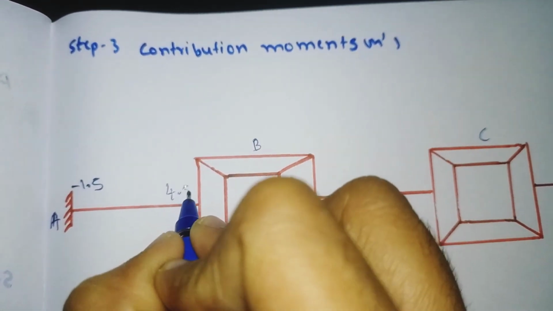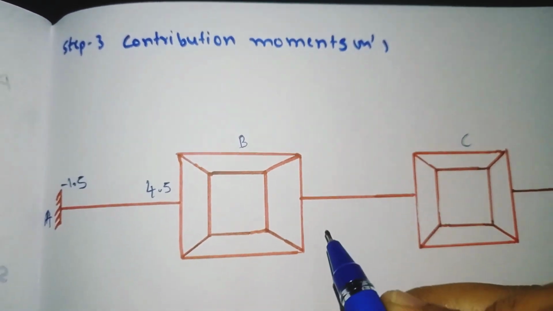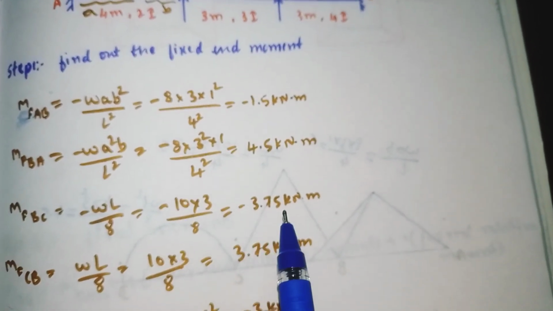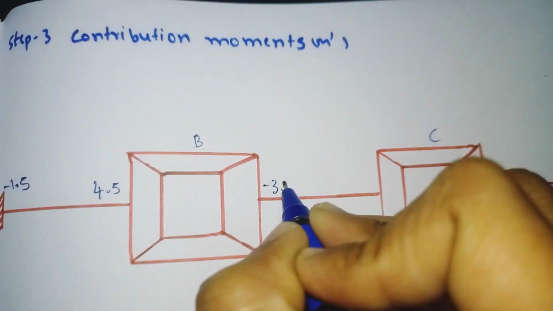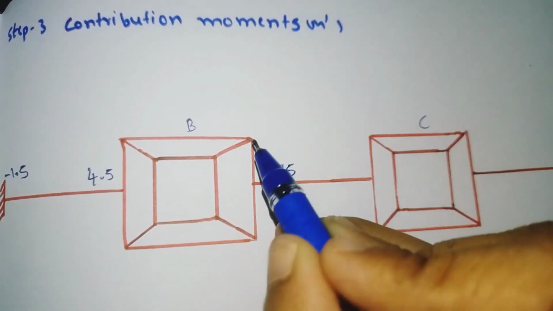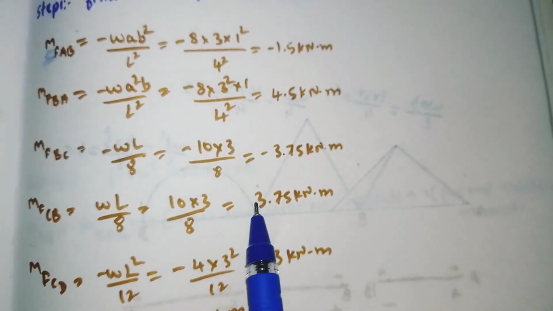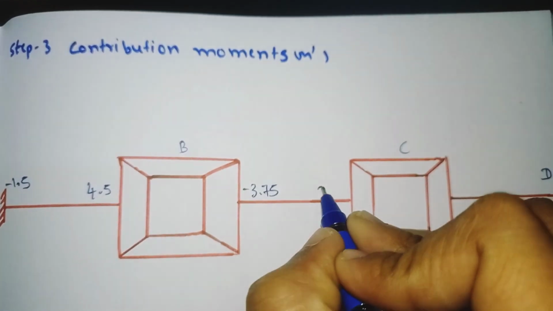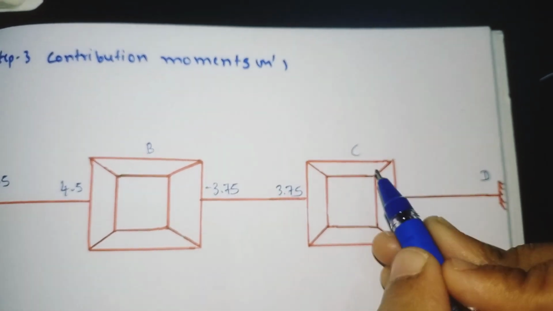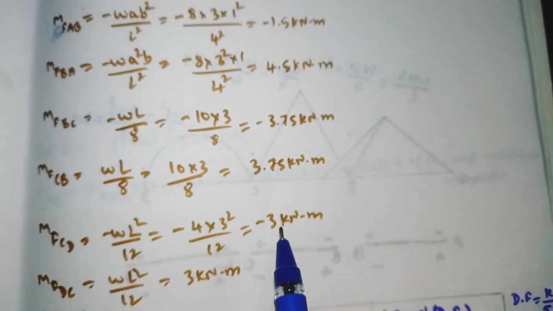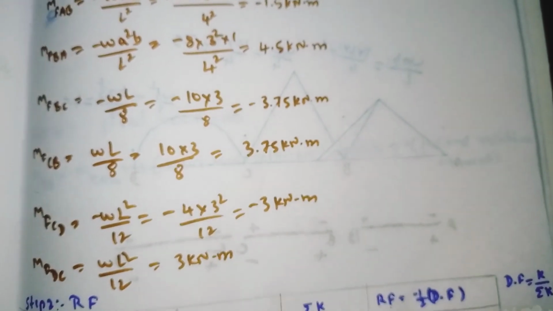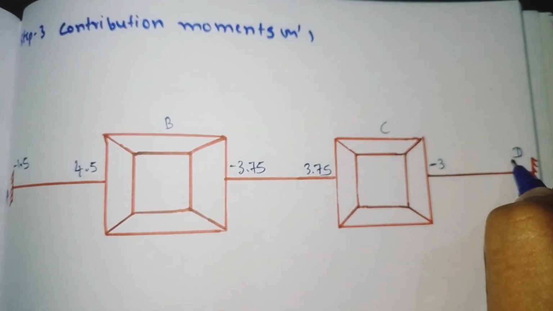So 4.5. And MFBC, how much we got? MFBC we got was minus 3.75. And MFCB we got was 3.75. And MFCD is minus 3 and MFDC is plus 3. So this is minus 3 and this is plus 3.